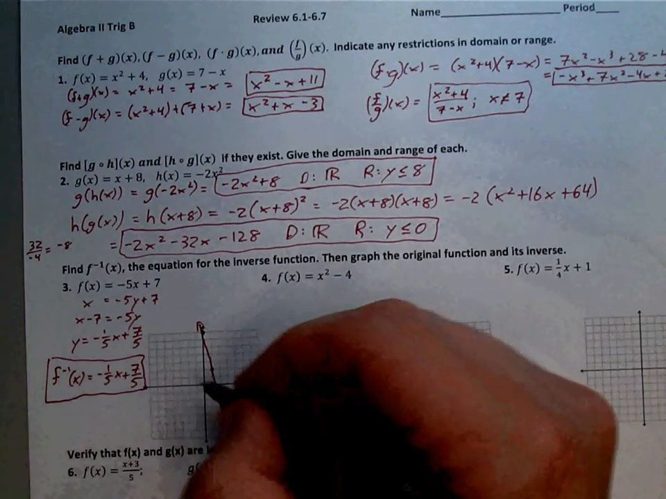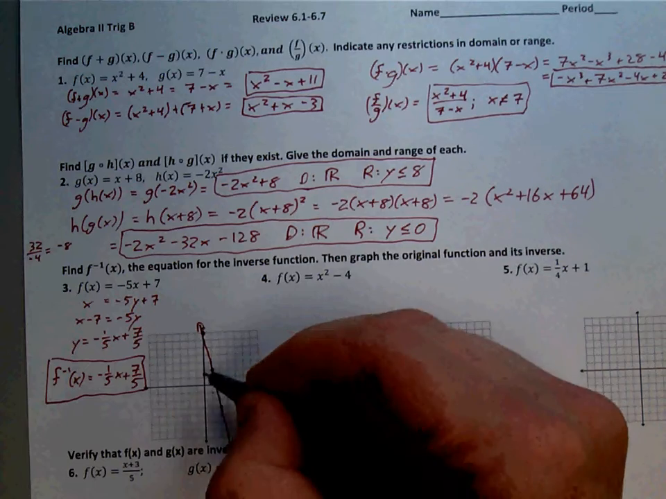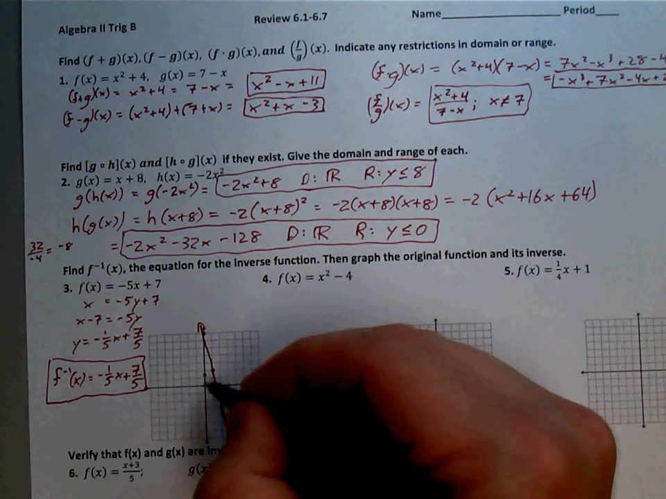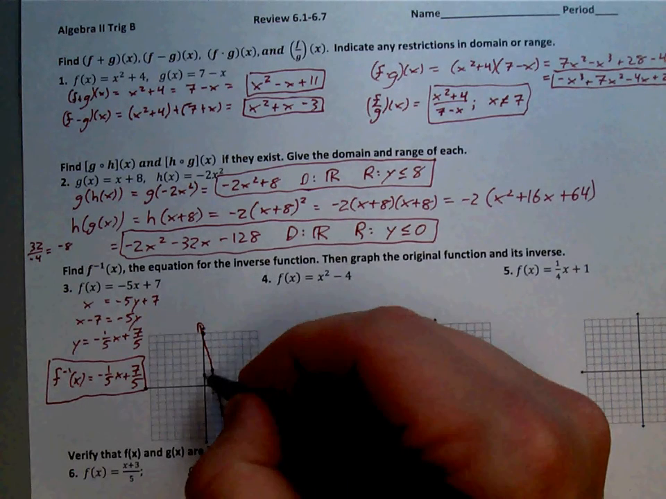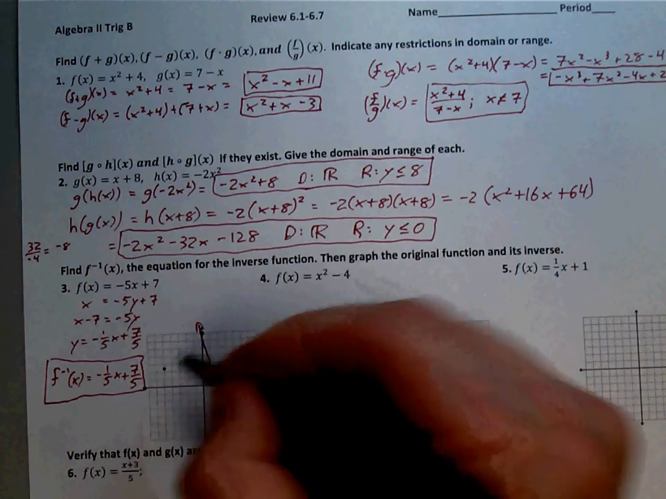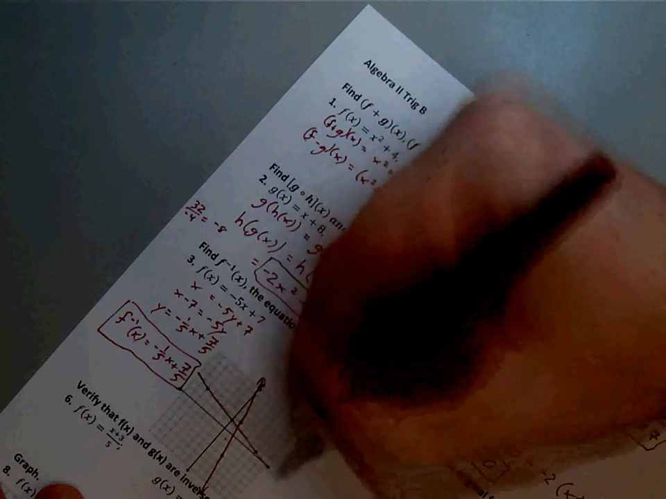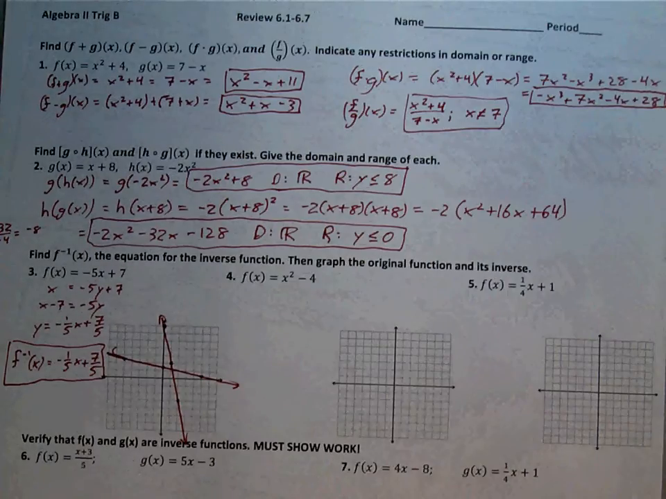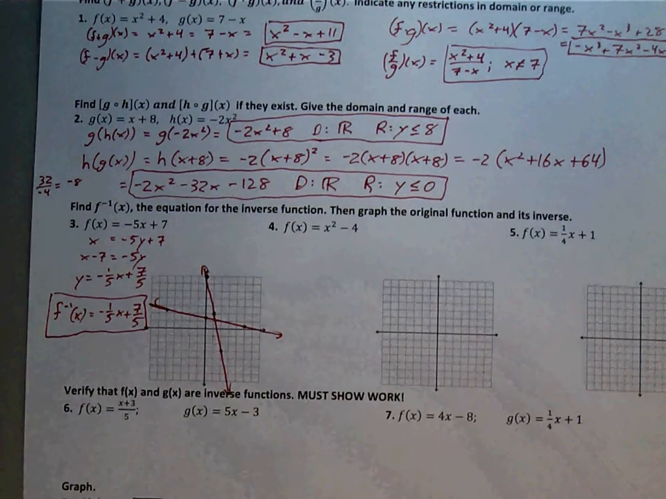So there's the original. 7, that's 1 and 1.4, about there. 1, 2, 3, 4, 5. 1, 2, 3, 4, 5. Okay, and so they are a reflection across the line y equals x.